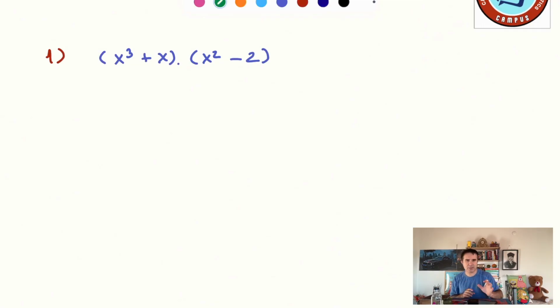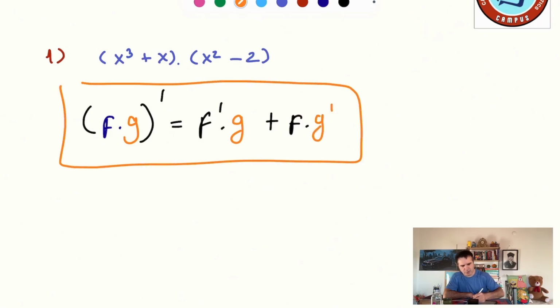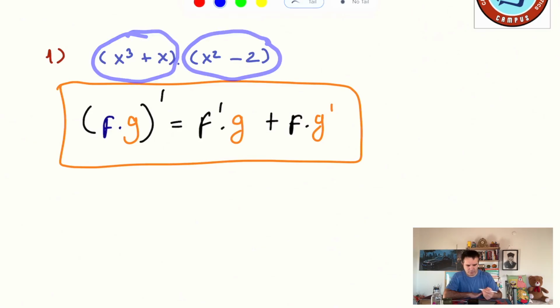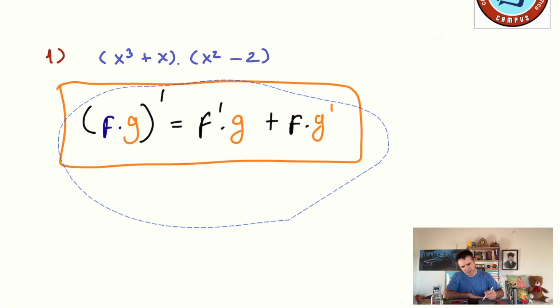Remember what the product rule was. If we have a function such as a multiplication of two functions, f times g, then the derivative of this function will be f prime times g plus f times g prime. This is our rule, and we have here two polynomial functions, the first polynomial function and the second polynomial function. So we will use this rule while differentiating the given function.